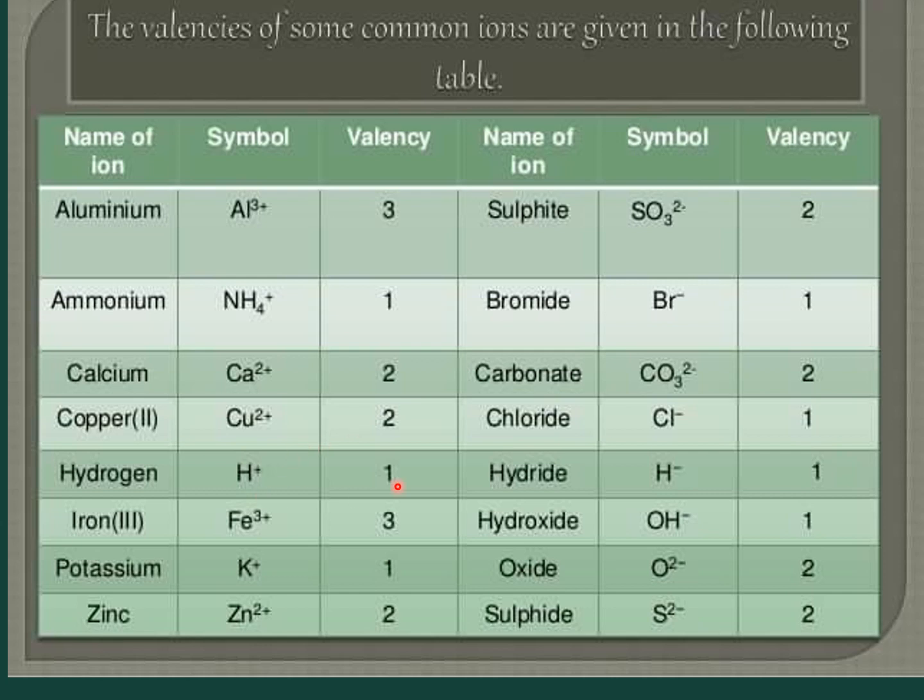Hydrogen H plus, valency 1. Fe3 plus, valency 3. Iron is also available in 2 valencies, that is valency 2 and 3. K plus, potassium ion, valency 1. Zn2 plus, zinc ion, valency 2. Like sulfide, bromide, carbonate, chloride, hydride, hydroxide, oxide and sulfide. You have to learn all the symbols and valencies of these ions in order to write down the chemical formula.